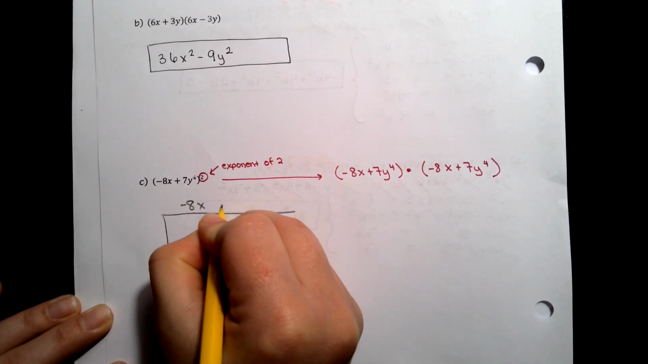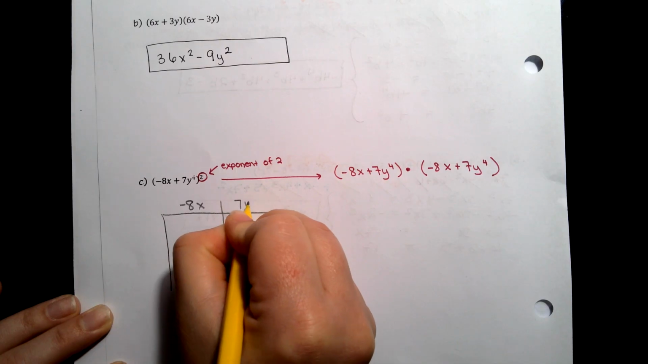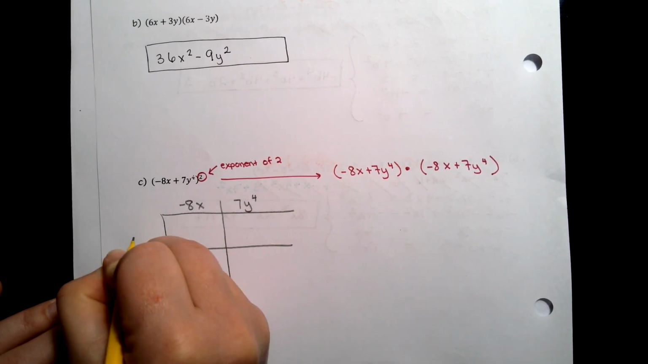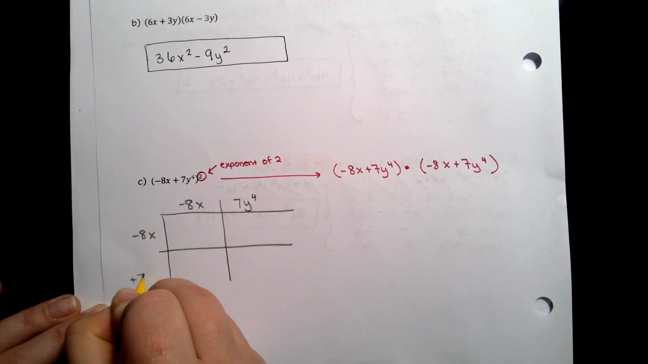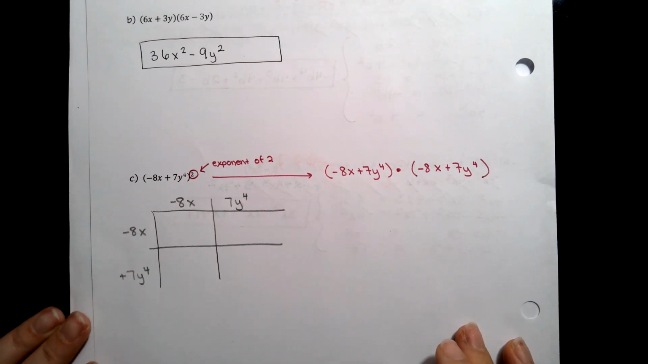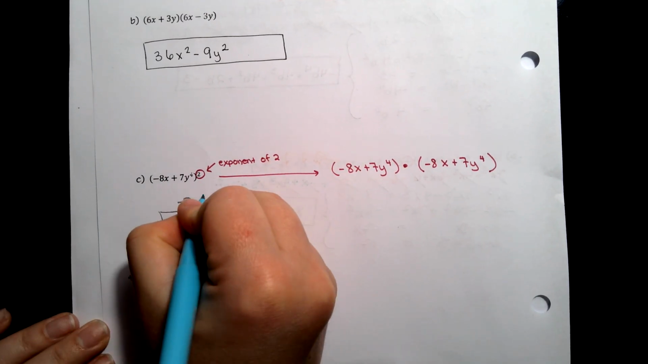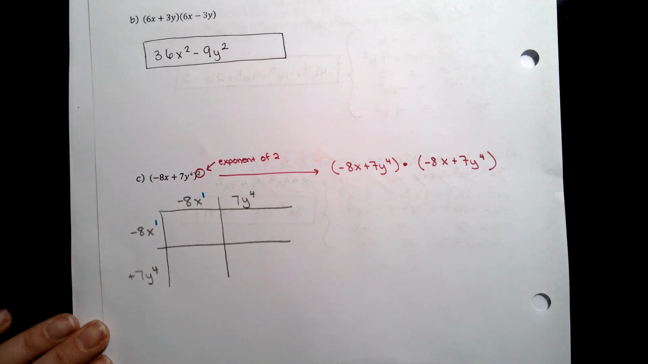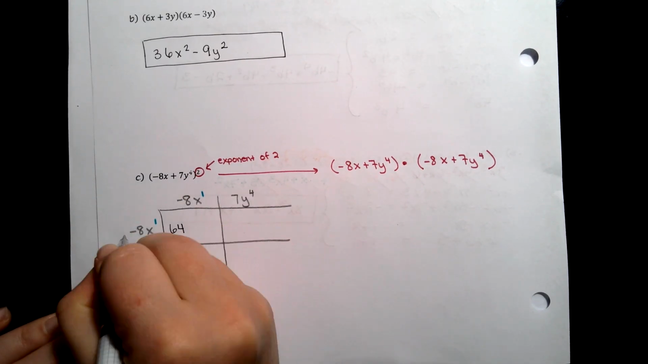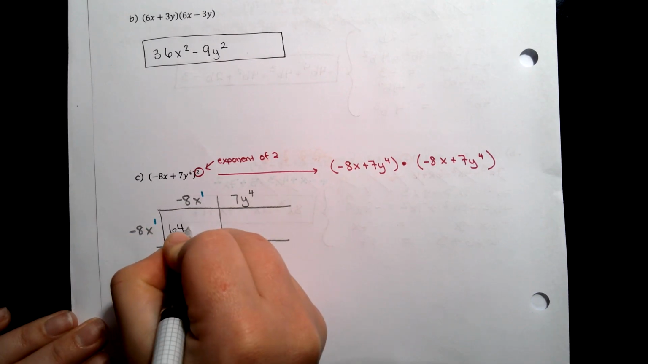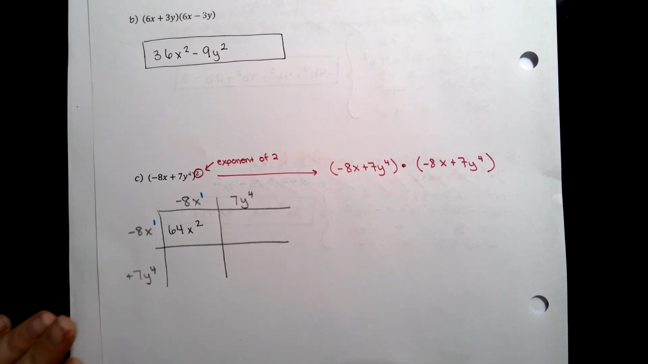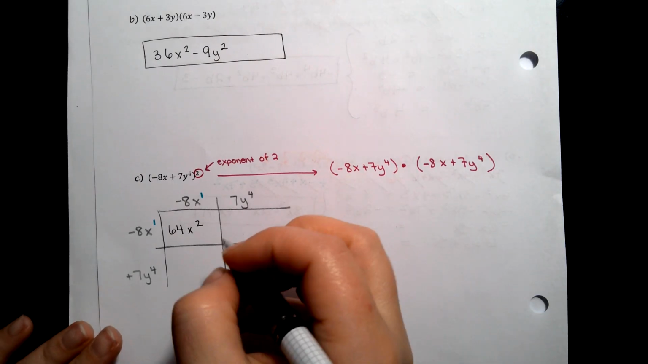Negative 8x, positive 7y to the fourth, negative 8x, positive 7y to the fourth. Number with number, letter with letter. If there are exponents missing, we can put those in. So 8 times 8 is 64. Negative, negative, positive. 1 plus 1 is 2. Here you have to be careful because we cannot add the exponents with terms that are unlike. So what I mean by that is x and y are different letters. Therefore, we cannot add their exponents.